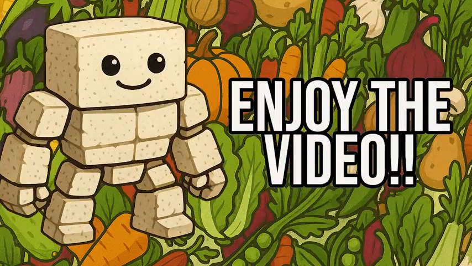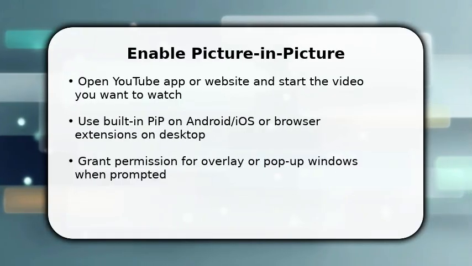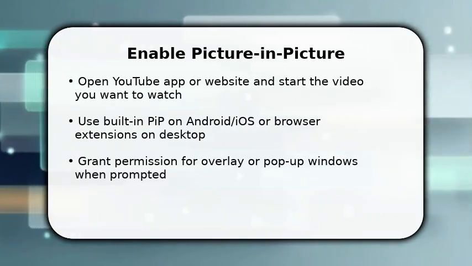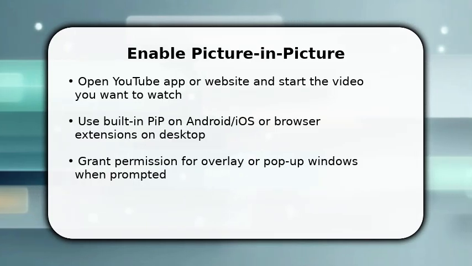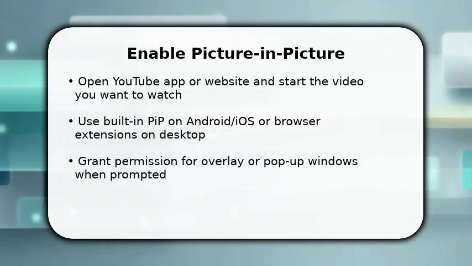Please enjoy the video. Start by launching YouTube and playing your chosen video. You need picture-in-picture active. On mobile, tap Home or the Pi-P button. On desktop, install and enable a Pi-P extension or use the browser's built-in control. You do this because Pi-P detaches the video frame so you can move into other apps without stopping playback.